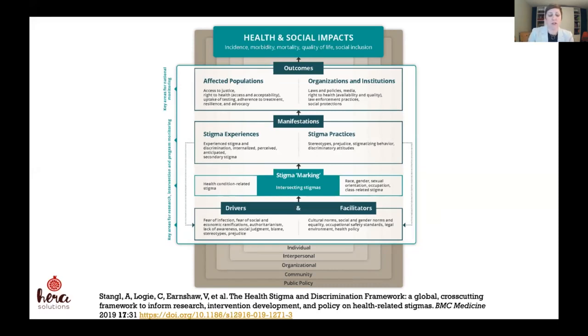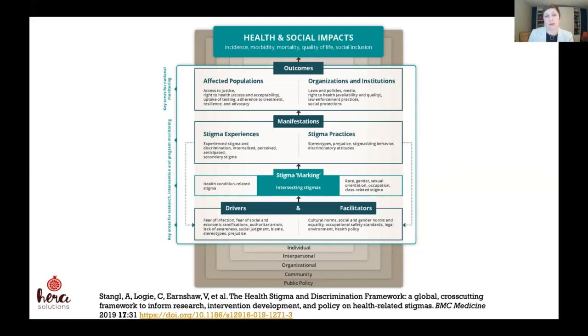Drivers vary by health condition, but they're conceptualized as inherently negative. They can range from fear of infection through casual contact for communicable diseases to concerns about productivity due to poor health from chronic conditions to social judgment and blame. Facilitators, however, may be positive or negative influences. For example, the presence or absence of occupational safety standards and protective supplies in health facilities can minimize or exacerbate stigmatizing avoidance behaviors towards populations with infectious diseases by healthcare workers.